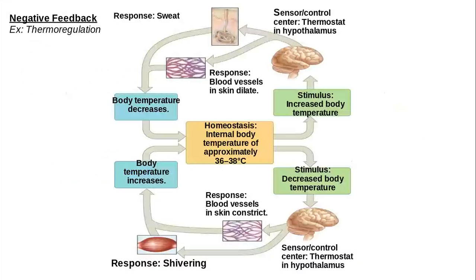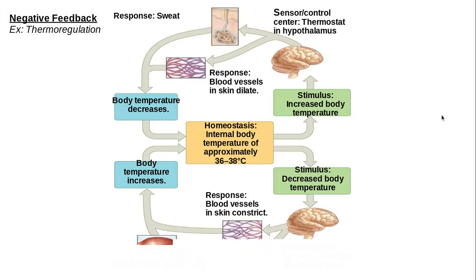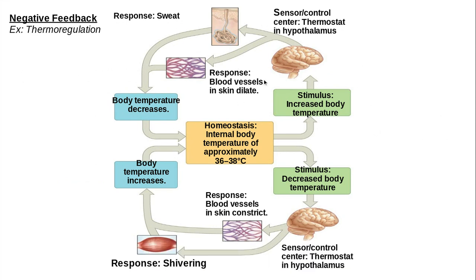One example of negative feedback is thermoregulation. Our body has an internal body temperature of approximately 36 to 38 degrees Celsius. When you have the stimulus, your increased body temperature, that sends a message to the sensor in your hypothalamus. There's a sensor there that senses what your body temperature is. If it gets too high, the hypothalamus is going to send some hormones out to help dilate your blood vessels and also produce sweat. Now, as you can imagine, this sweat helps decrease your body temperature.